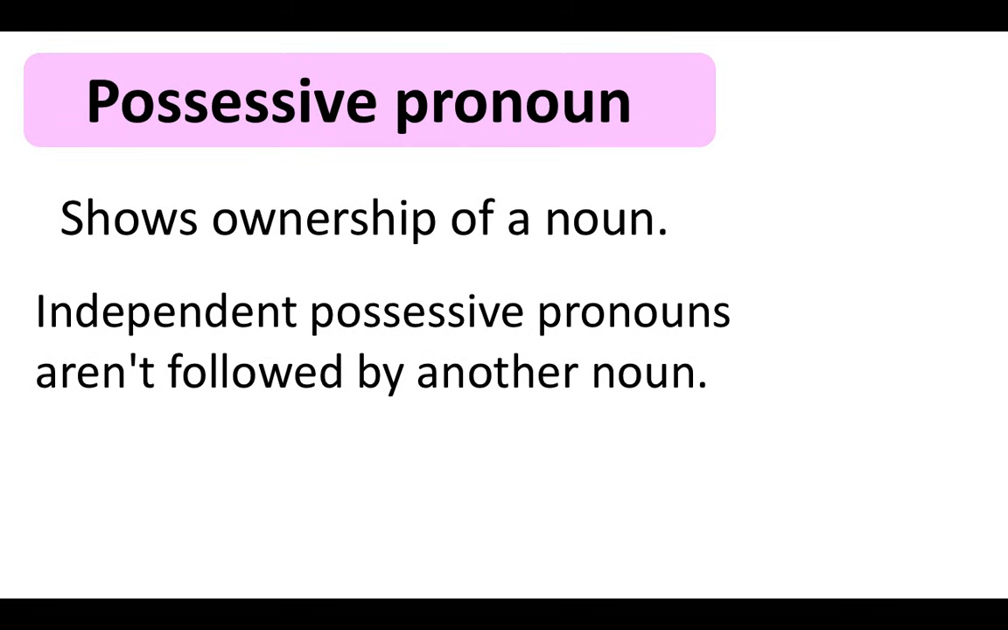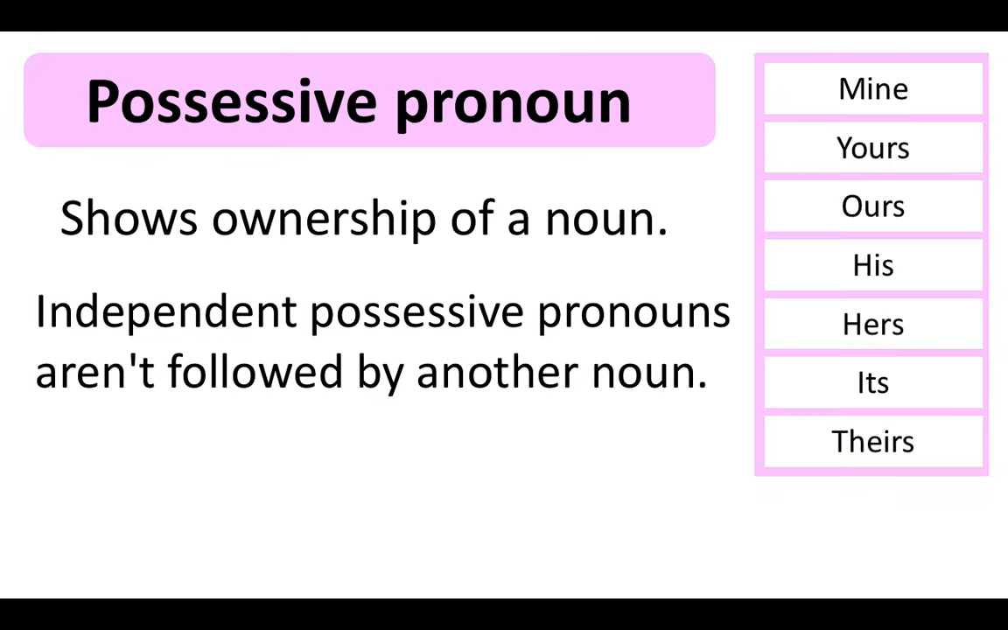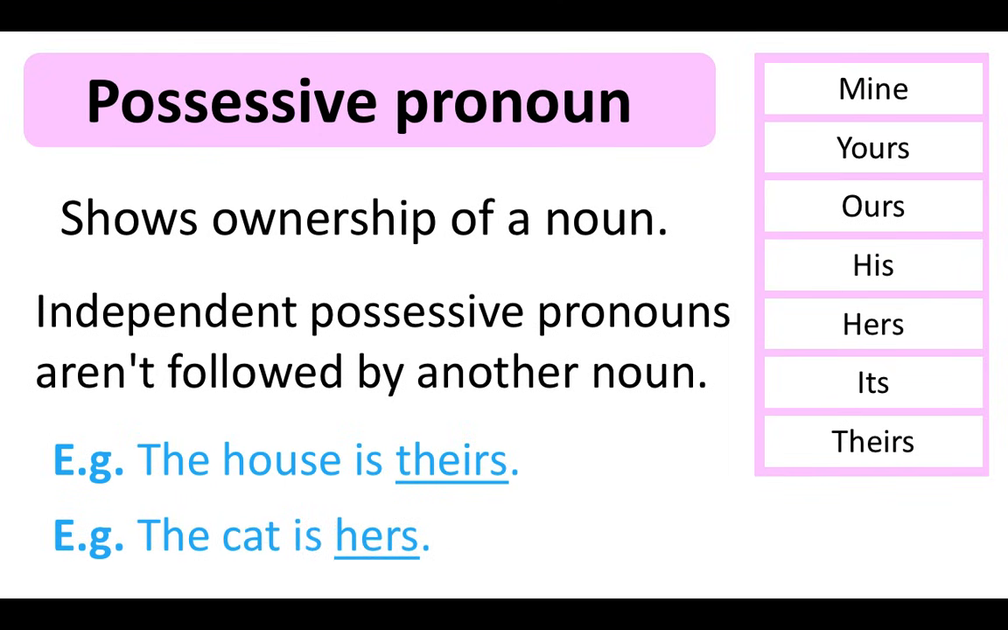Independent possessive pronouns aren't followed by another noun. So the types of independent possessive pronouns include mine, yours, ours, his, hers, its, theirs. For example, the house is theirs. The cat is hers.